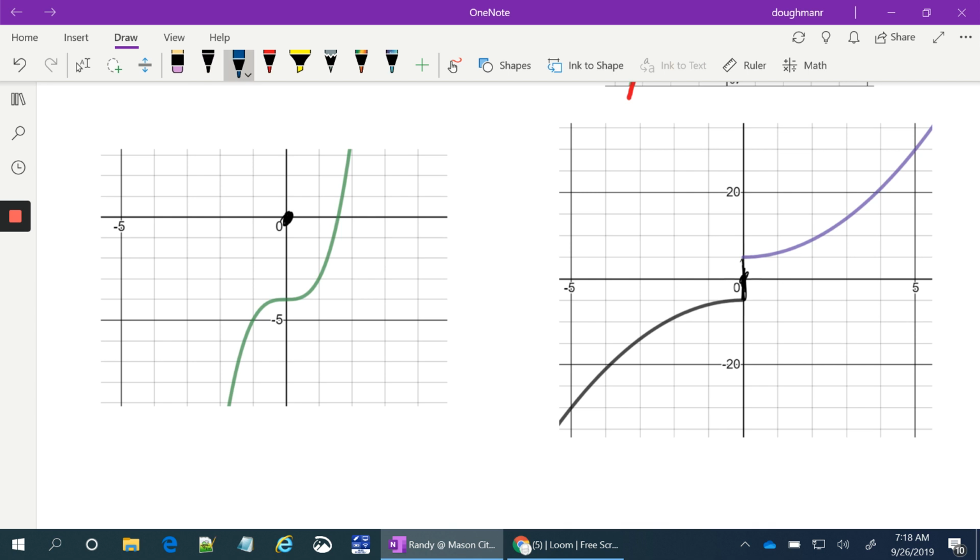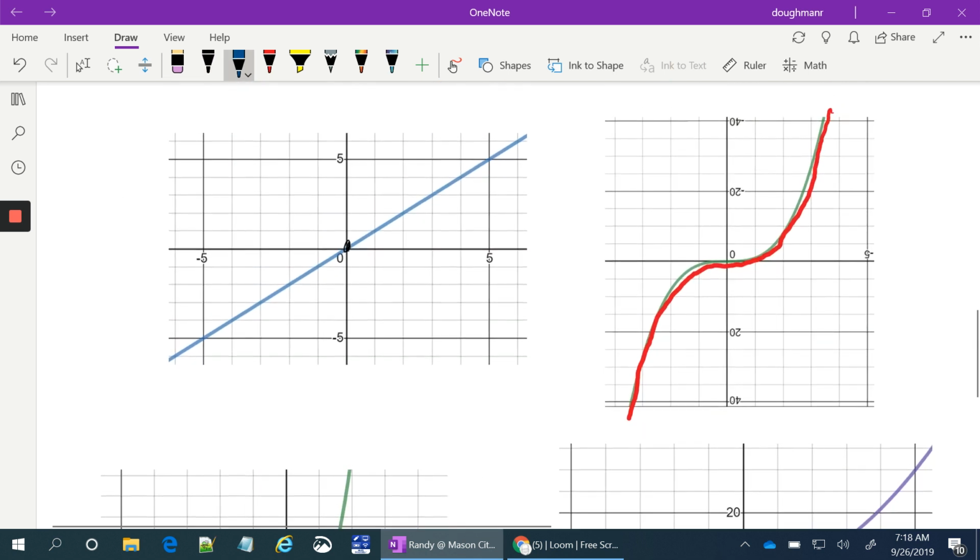Now, the neat thing about odd functions is when I put in a 2 here, I get 2 out. If I put in a -2, I get a -2 out. Same thing, if I put in 5 for x, I get 5 out. If I put in a -5 for x, I get -5 out. You can see the same kind of symmetry over here.